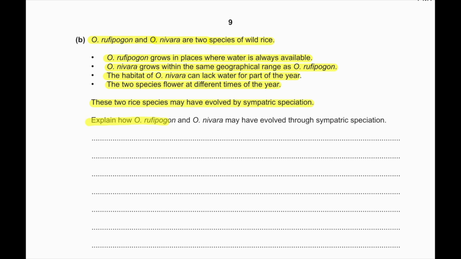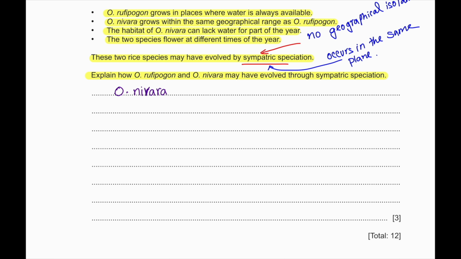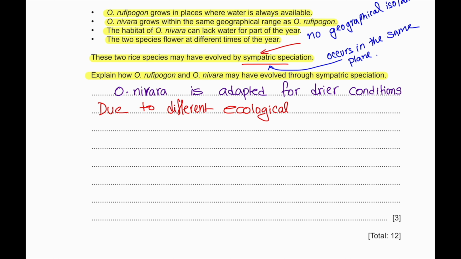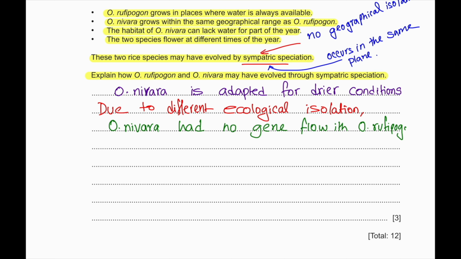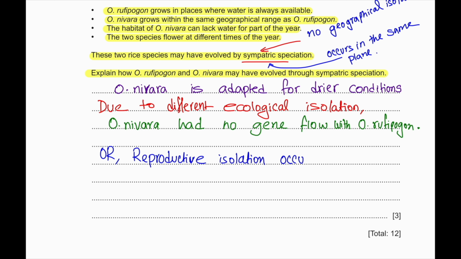Explain how O. rufipogon and O. nivara may have evolved through sympatric speciation. Sympatric speciation basically does not involve geographical isolation, and occurs in the same place. So the answer can be written: O. nivara is adapted for drier conditions, and due to the different ecological isolation, O. nivara had no gene flow with O. rufipogon, or we can say the reproductive isolation occurred due to polyploidy.